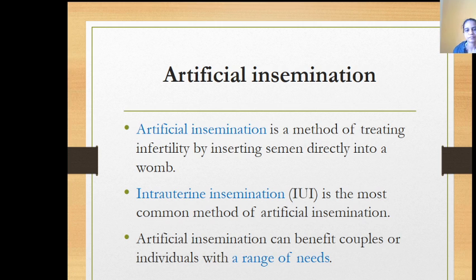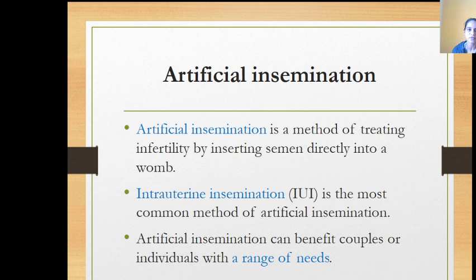Artificial insemination. Now, what is this artificial insemination? It's a method of treating infertility by inserting semen directly into a womb. Insemination refers to adding or releasing semen. Remember, semen is a fluid, a mixture which contains spermatozoans. Okay, so releasing semen is called insemination, which usually occurs during natural intercourse, but here it is done artificially. So this is a method of treating infertility.